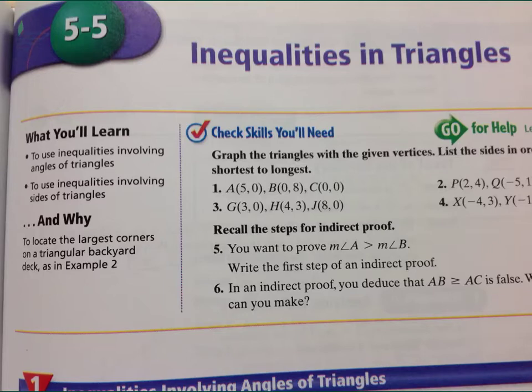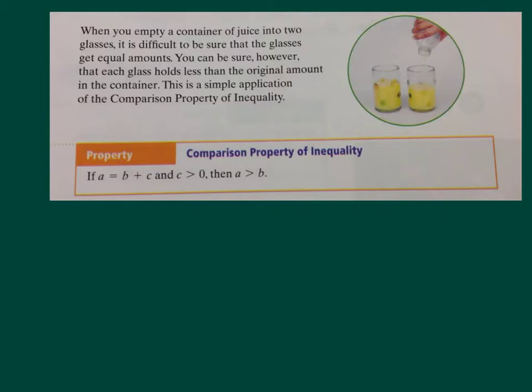of triangles. First, we need to talk about the comparison property of inequality, which simply states, if you had a pitcher of orange juice, and you poured part of the pitcher into each glass, you can be sure that the amount in each glass is less than the amount you had in the original pitcher. Now remember that you have to pour some orange juice into each glass. You can't just pour it all into one glass, and of course it would be equal to the original amount.